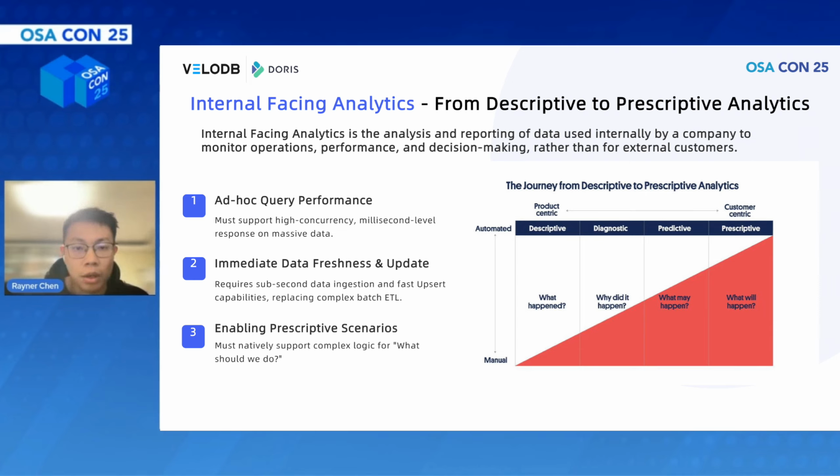The first one is ad hoc query performance. We have to efficiently support complex multi-table join queries, even on massive data sets. The second one is immediate data freshness and update. This means sub-second data ingestion and, crucially, faster upsert capabilities to replace those old complex batch ETL processes. The third one is enabling prescriptive scenarios. The database has to natively support the complex logic that answers questions like, what should we do?